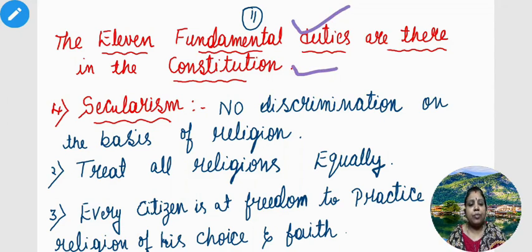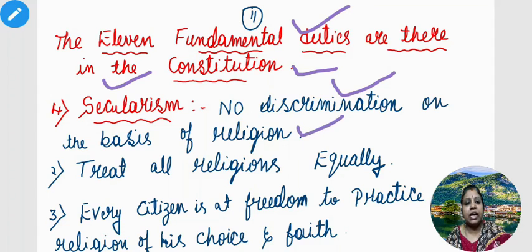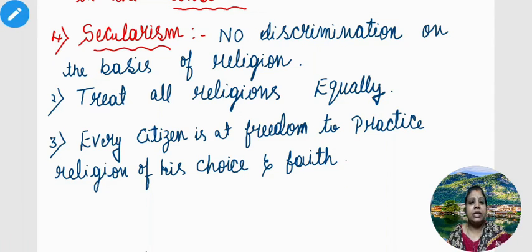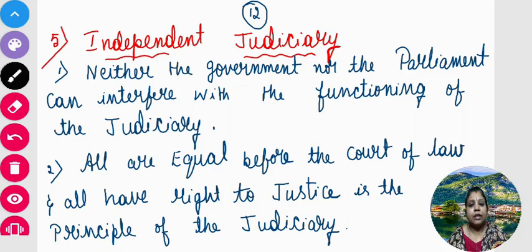The fourth main point of the salient features is secularism. So what is secularism? In secularism, we make no discrimination on the basis of religion. We treat all religions equally. Every citizen is free to practice any religion of their choice and faith. These are the main salient features we have discussed today.